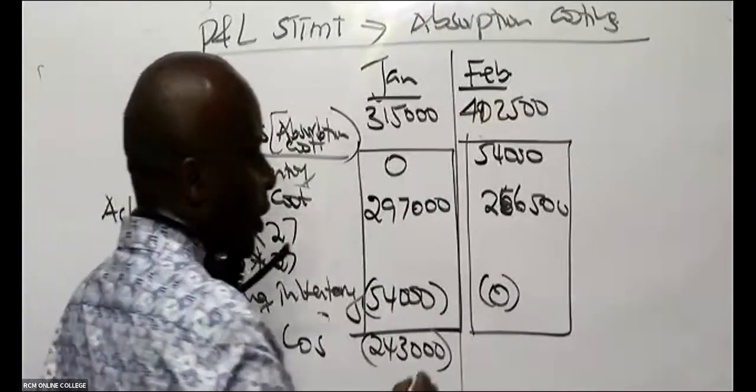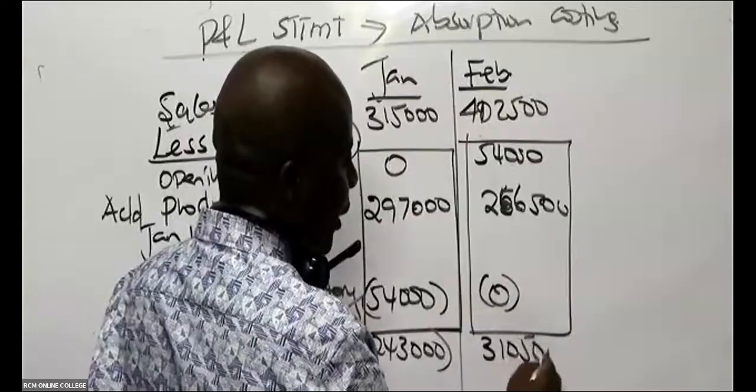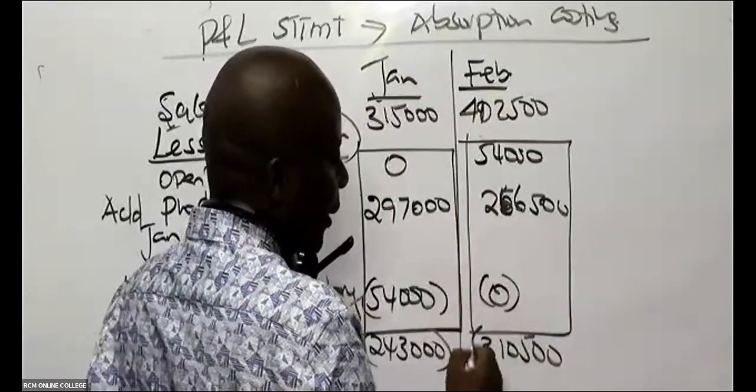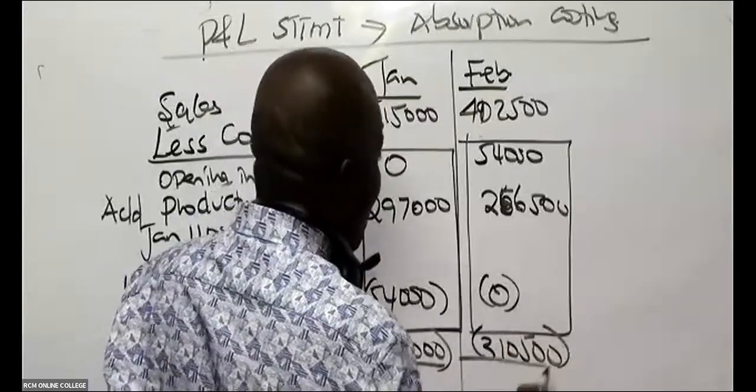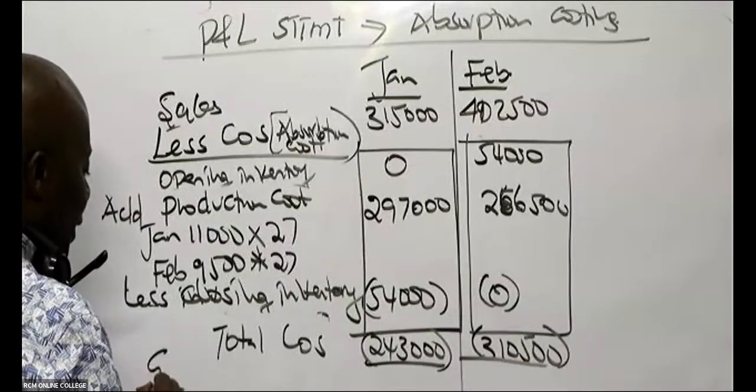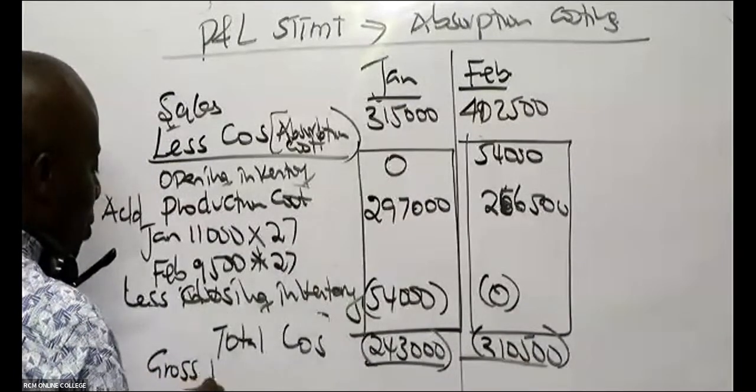310,500. What have they done to get this? They have taken 54,000 plus this minus 0. Then this total cost of sales is what you subtract from your sales revenue for you to be able to give me gross profit.